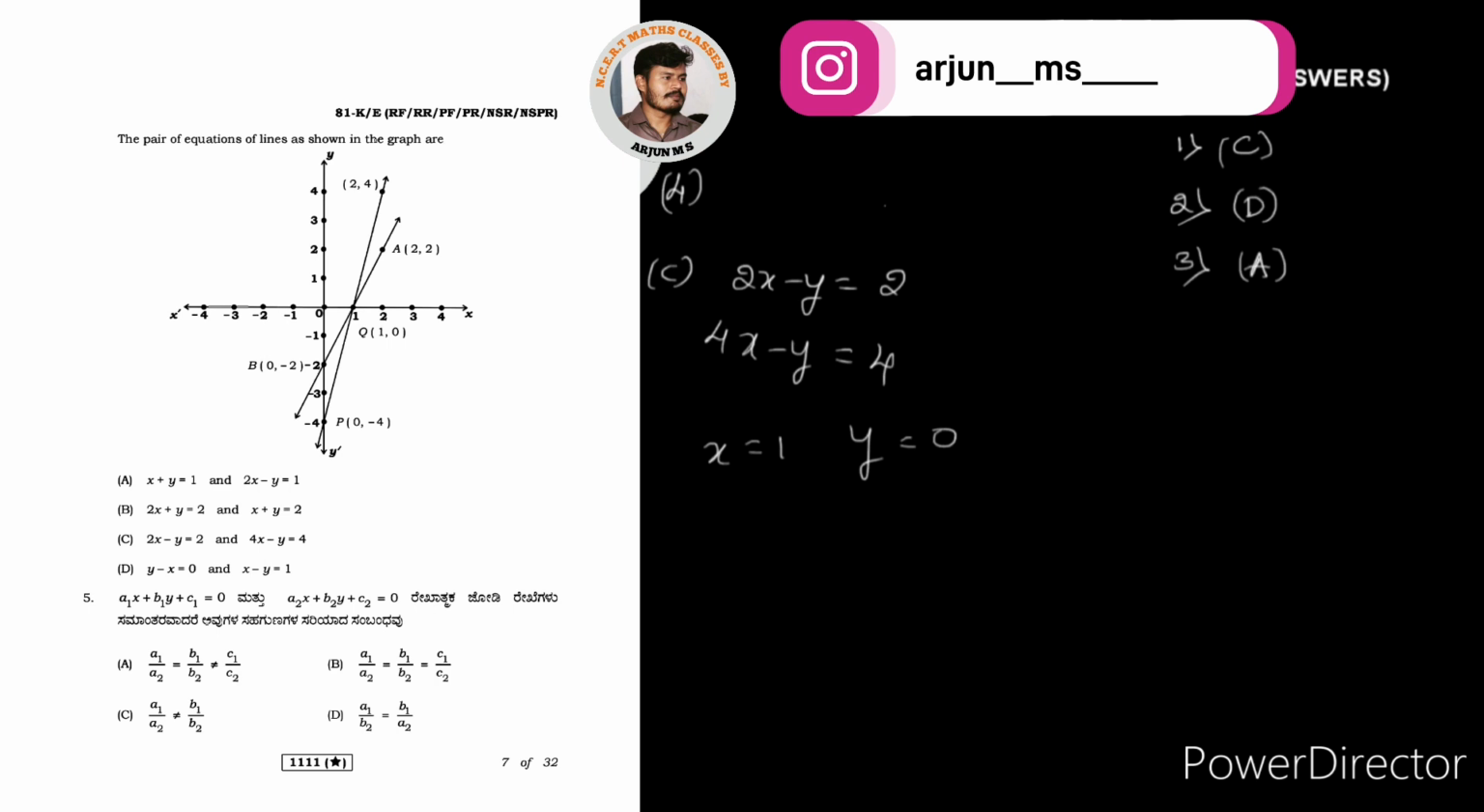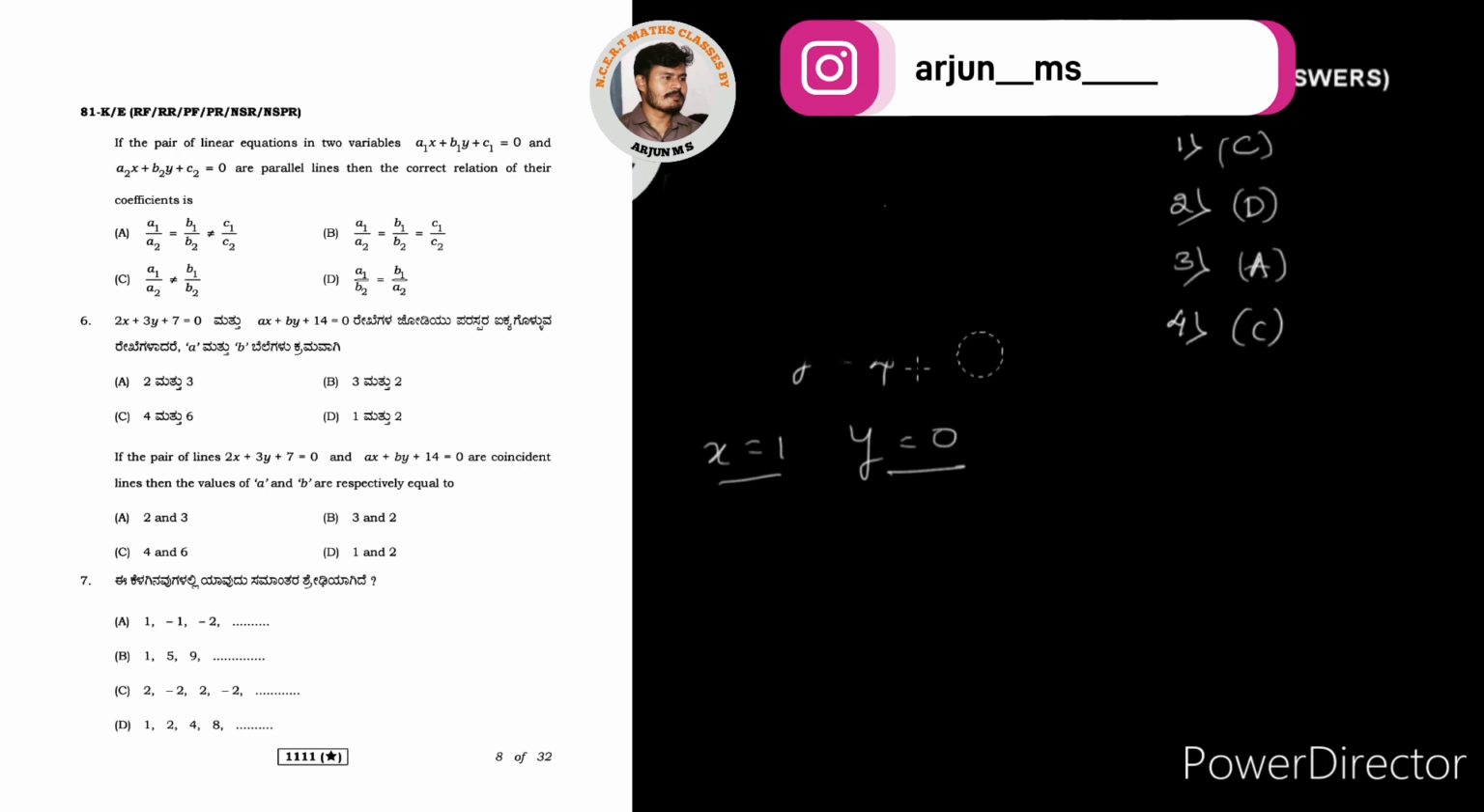You just solve each and every equation. If x is equal to 1 and y is equal to 0, then those two pair of linear equations in two variables are the required answer for this question. That's why option C is correct for fourth question. So now let's move to the next question, that is fifth question.